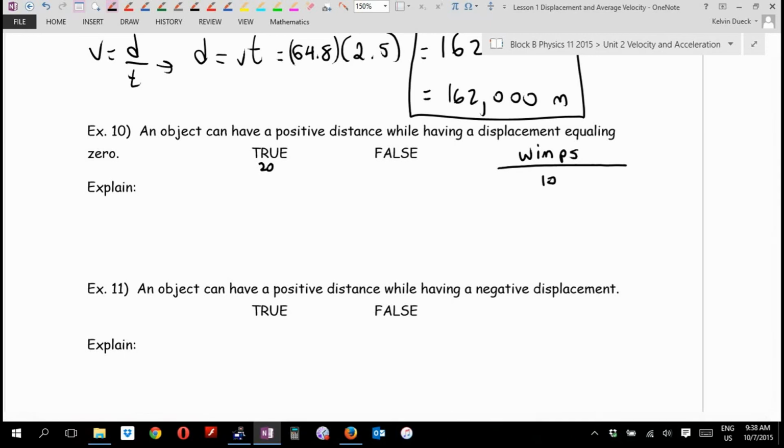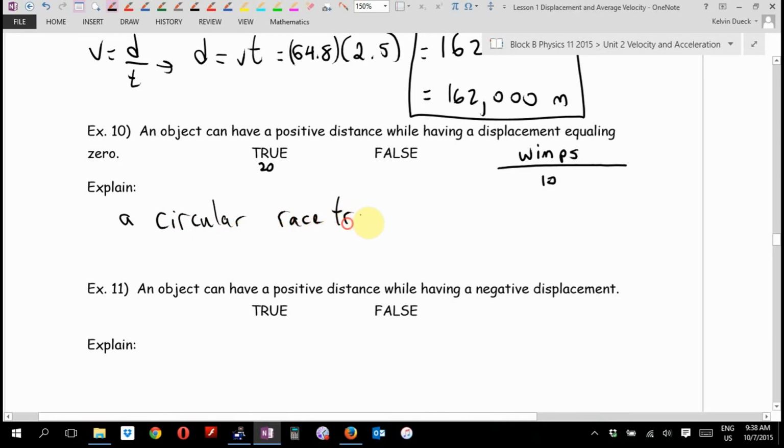Really? Yeah. Similar to what you were talking about before with the racetrack. Sure. There. Great explanation. D equals whatever, the distance is whatever it is to go around the track. But I'm telling you, if you end up back where you started from, your displacement is 0. And you never went backwards once.